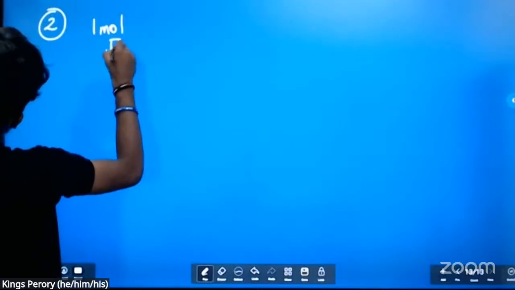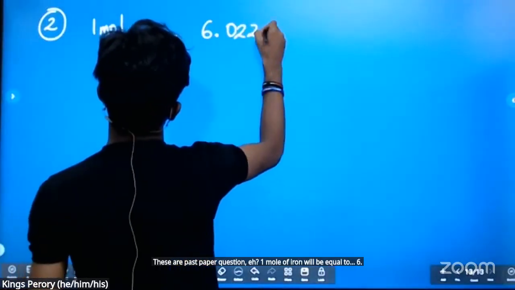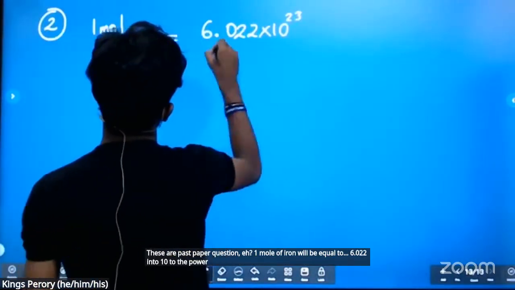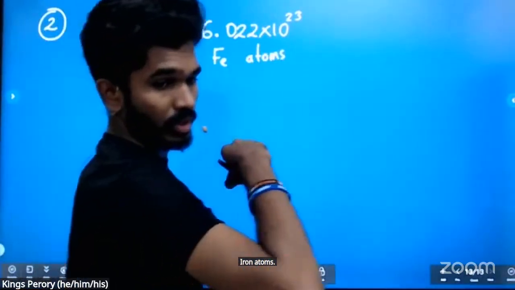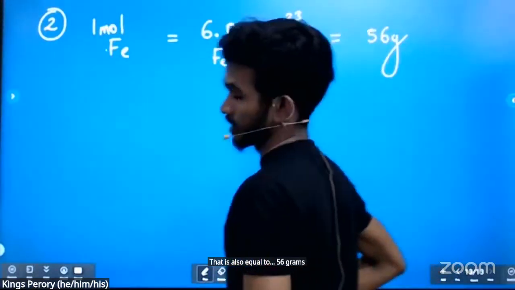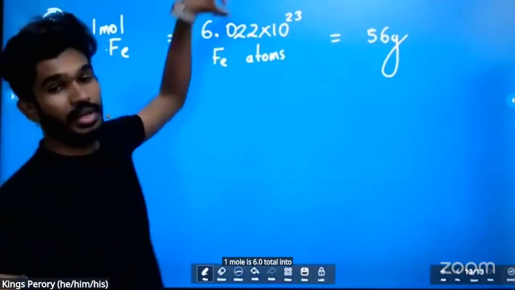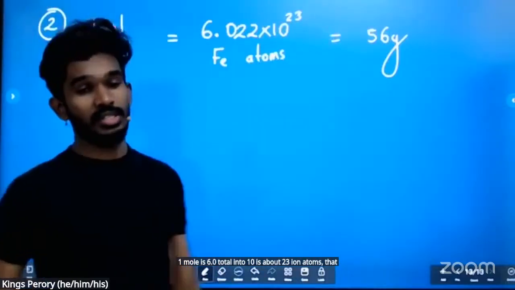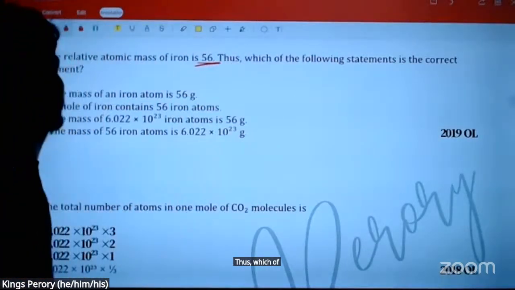1 mole of iron will be equal to 6.022 into 10 to the power 23 iron atoms. That is also equal to 56 grams. That's the logic, no? 1 mole is 6.022 into 10 to the power 23 iron atoms. That is equal to 56 grams. What's the question telling? Relative atomic mass of iron is 56. Thus, which of the following statements is the correct statement?